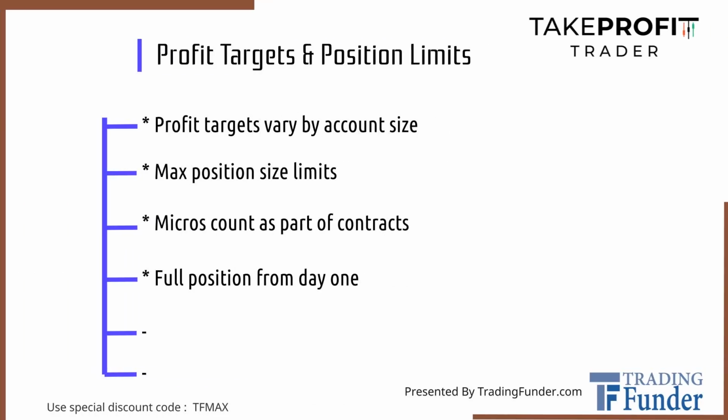Profit targets and position limits. The targets are set depending on your account size. $1,500 for 25K, $3,000 for 50K, and so on. Max position sizes are capped, like 3 contracts for 25K and 15 for 150K. Micros count as 1/10 of a contract, so you can trade many micros. You can trade full size from day one.